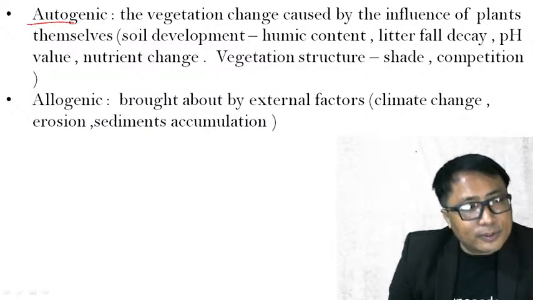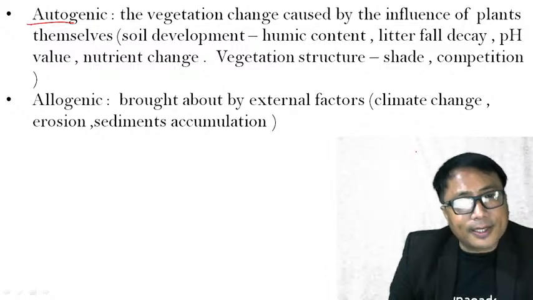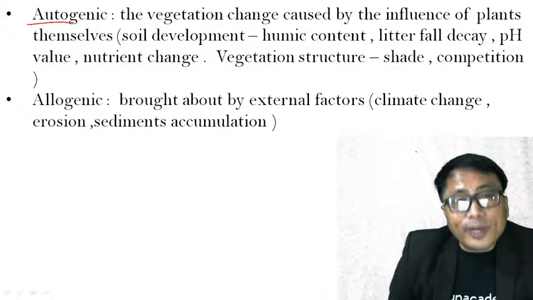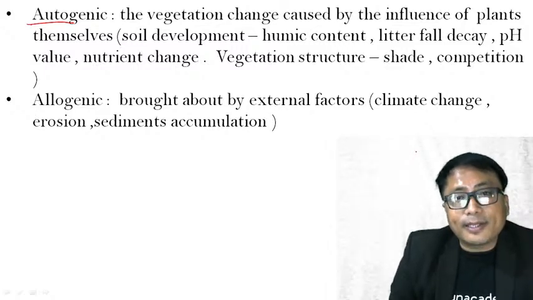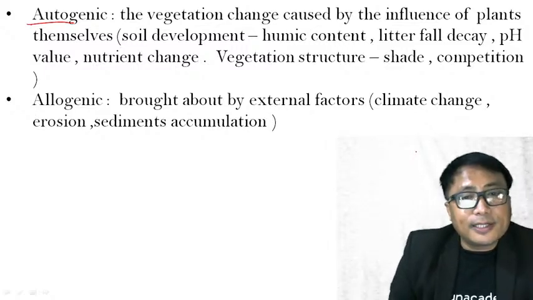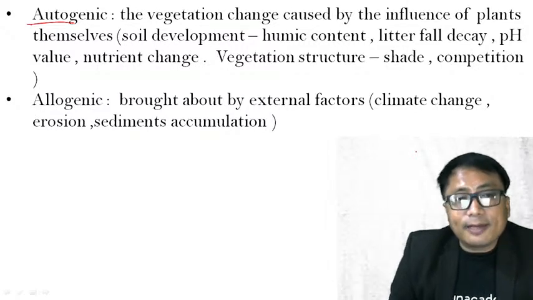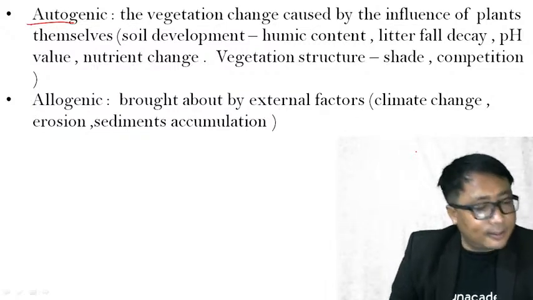Okay, the lichens, mosses, algae developing, influencing the soil, bringing certain changes. That is an example of autogenic succession. That is vegetation change caused by the influence of the plants themselves. That is soil development, humic content, litter fall and decay, pH value changes, nutrient changes, vegetation structure.